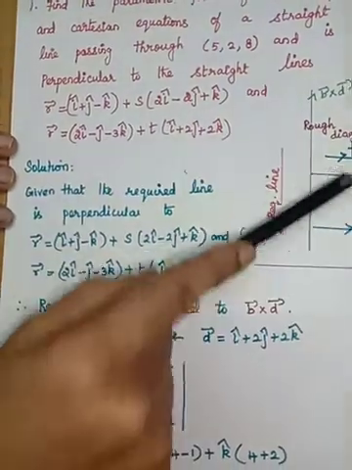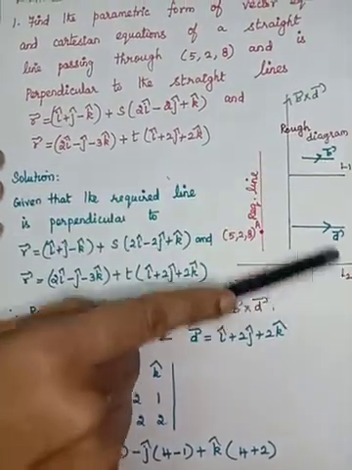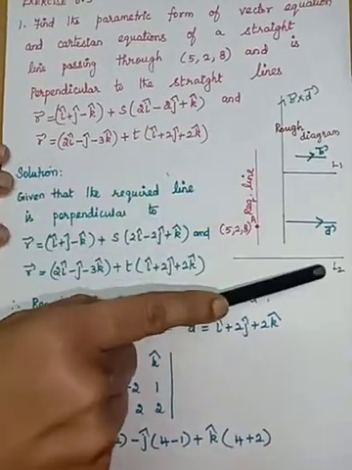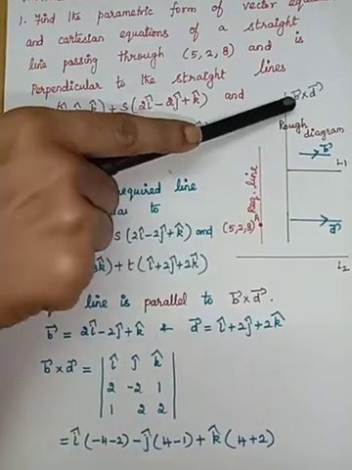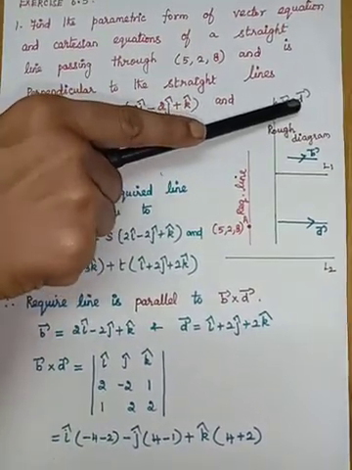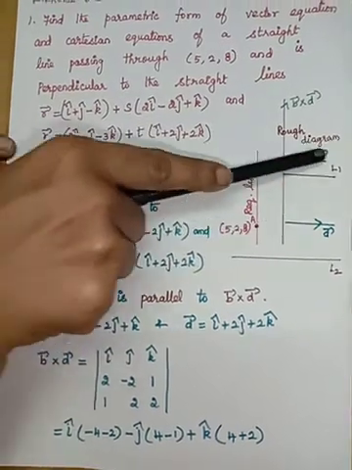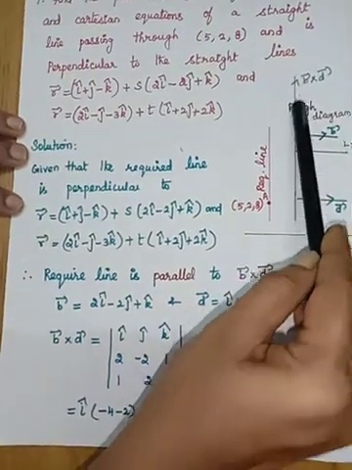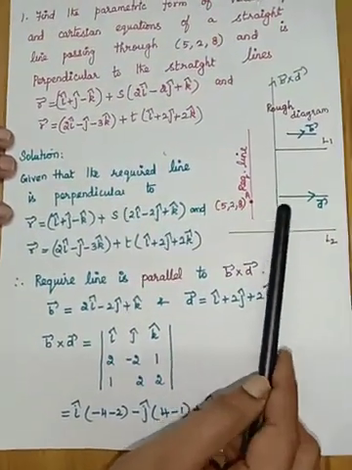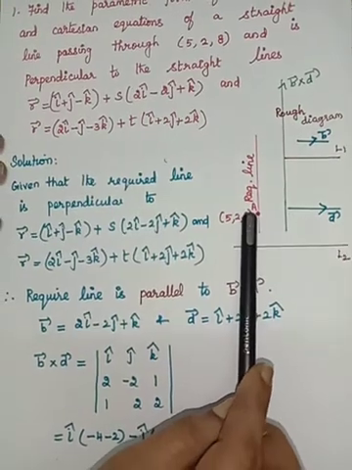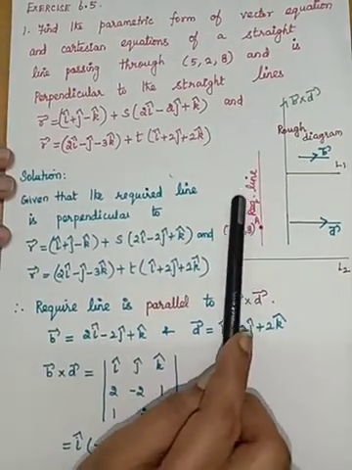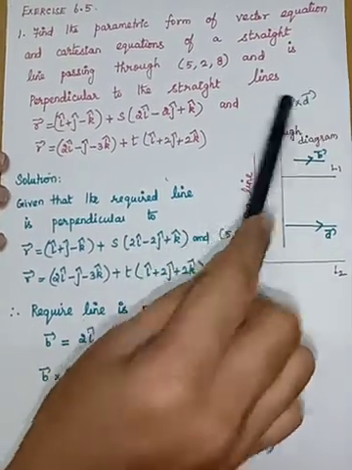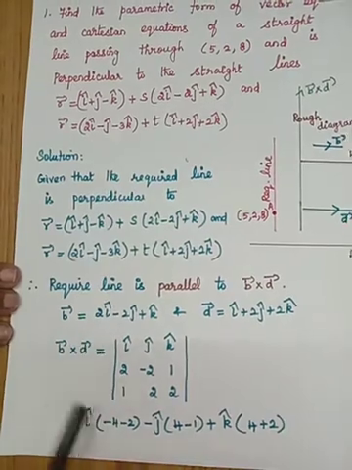Here from these two lines we don't have any parallel vector. These two vectors are parallel to L1 and L2. So we know that B vector cross D vector is perpendicular to B vector and D vector. So this B vector cross D vector is parallel to the required line. The parallel vector of the required line is B vector cross D vector.